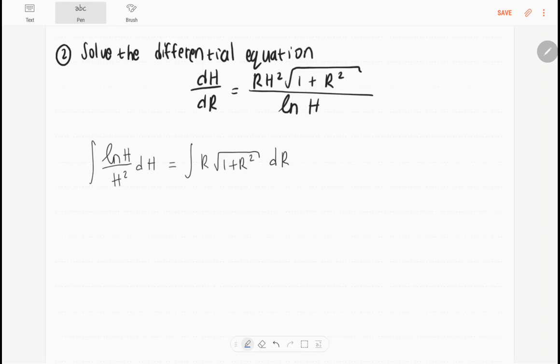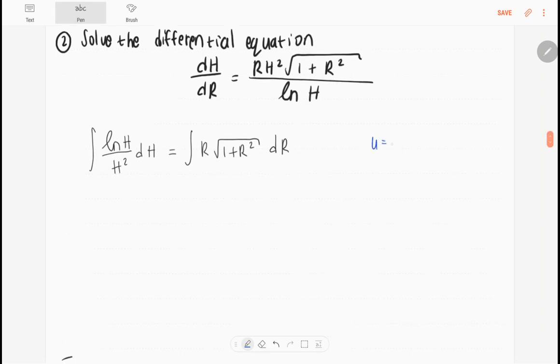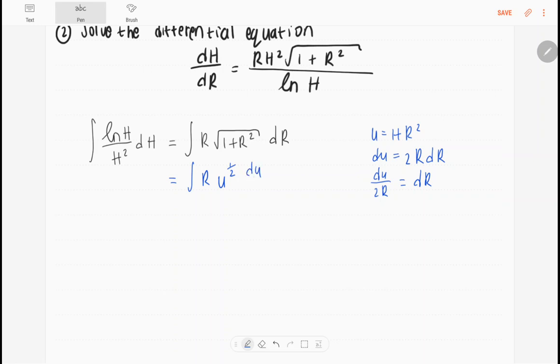So in this case, if we were to say u equal to 1 plus r squared, then du equals 2r dr. So that means that du over 2r equals dr. So this integral is going to become the integral of r multiplied by the square root of 1 plus r squared, which is just the square root of u, or u to a half, du over 2r. That r and that r cancels.